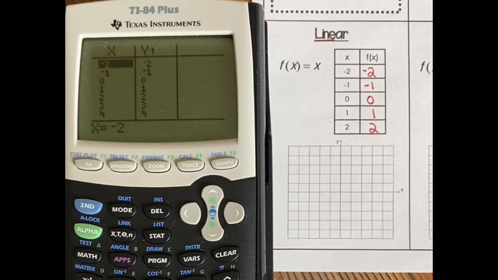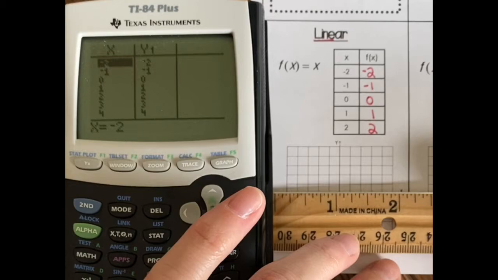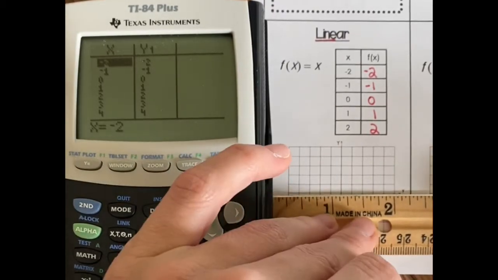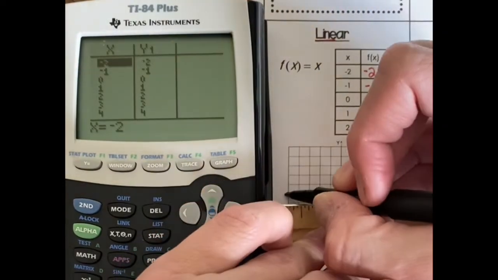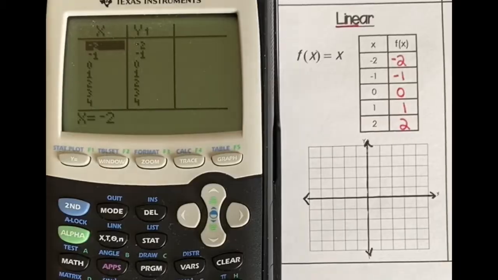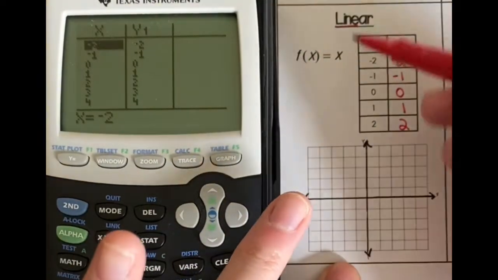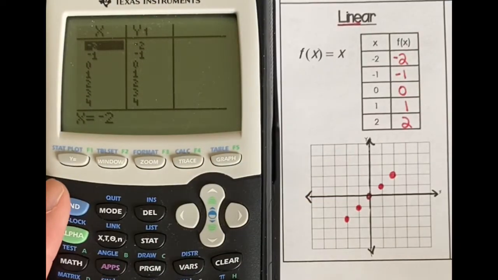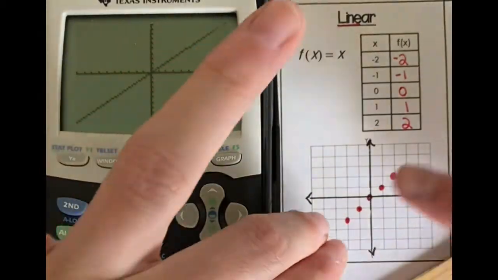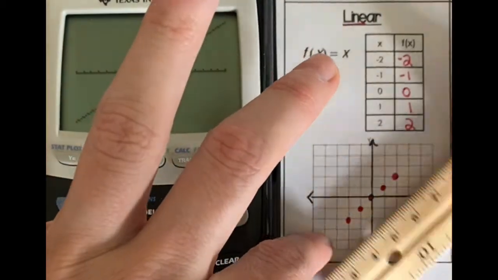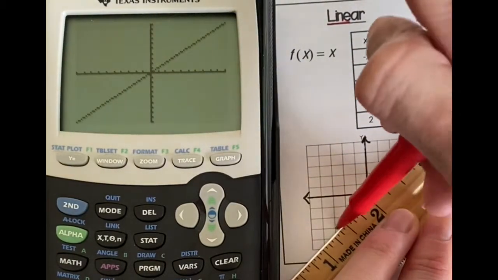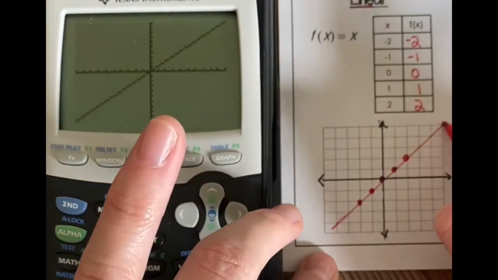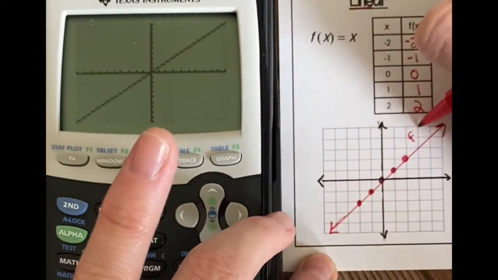Before we graph this function, you'll notice your axes aren't very bold. So what I'm going to do is I'm going to just bold over them with my pen to make sure that I am graphing each of them correctly. Then we're going to graph our points that we got from our table. And we can use our calculator to check that our graph is done correctly. And we have our straight line here. So we're just going to take our ruler, draw our line, make sure we have our arrows at the end, and we are labeling it.